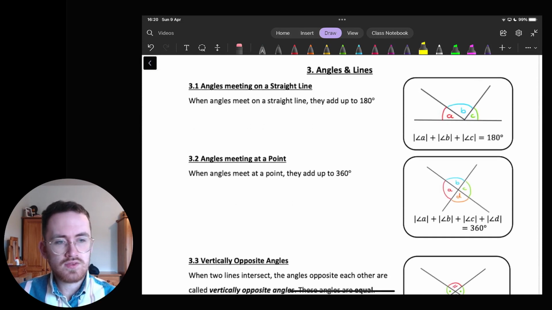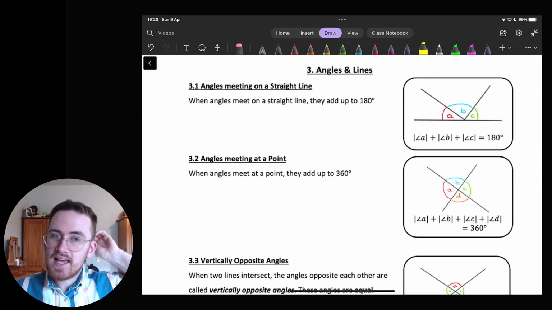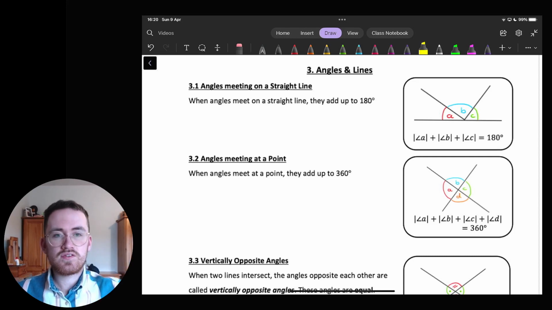Looking then at the next section, I know we've a fair bit to get through. We're just going to finish off with this section. So looking at, again, angles and lines, that's where we started in the first section.